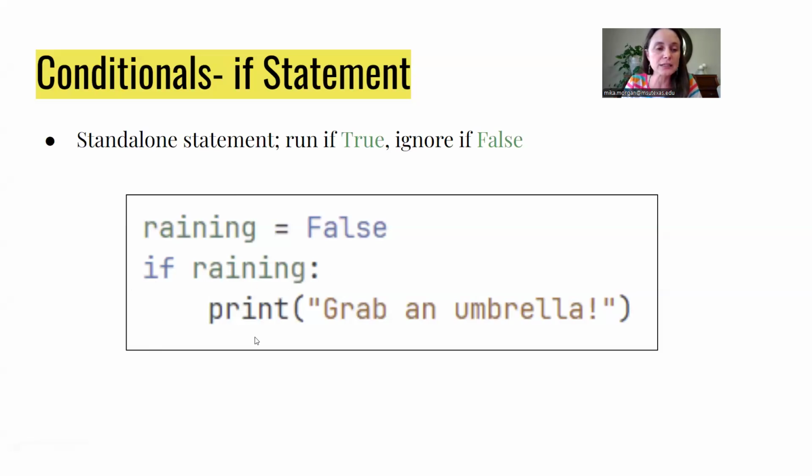And then you'll notice that we have this indentation. In Python, the way that you tell the computer that something is part of the conditional is that you tab it over, you indent it over. So if it is raining, then you should grab an umbrella. But if it's not raining, we don't need to do anything. So just move on with your life, right? We don't have to do anything if it's not raining. So we don't need any other branches or any other checks.